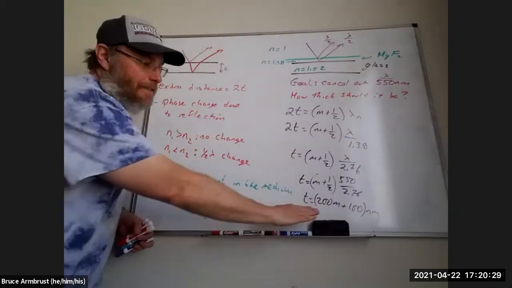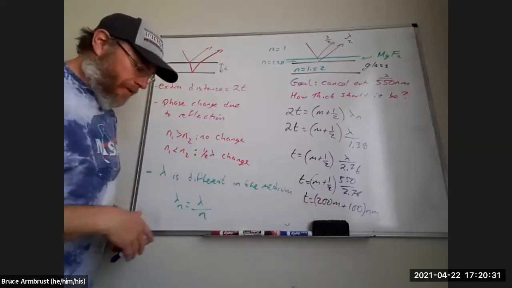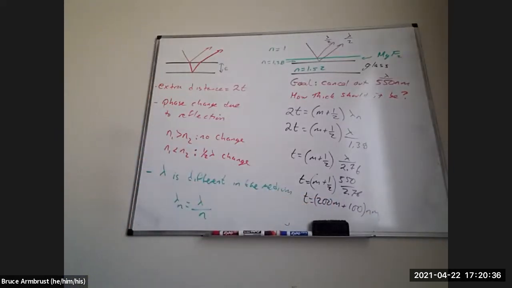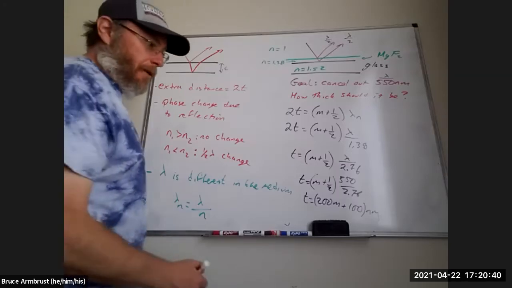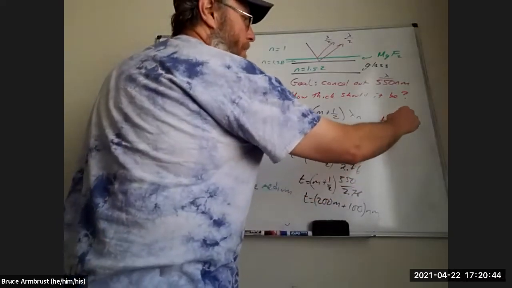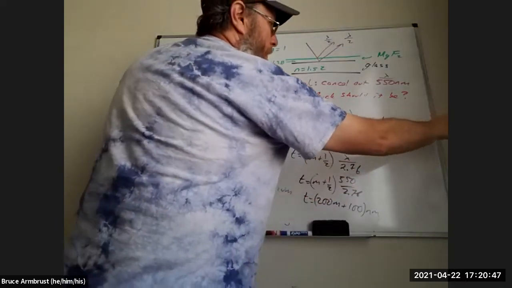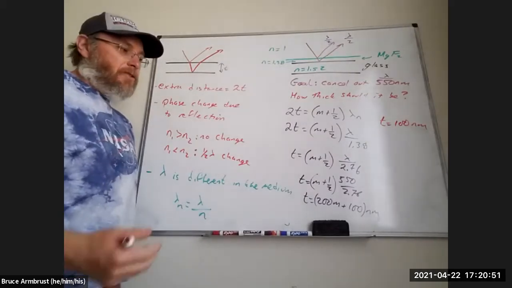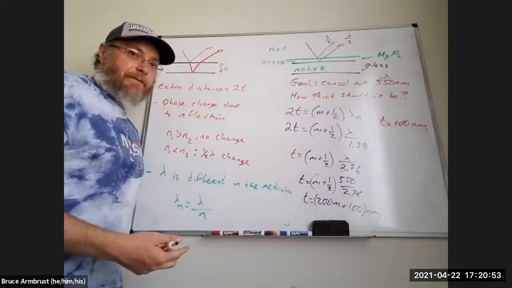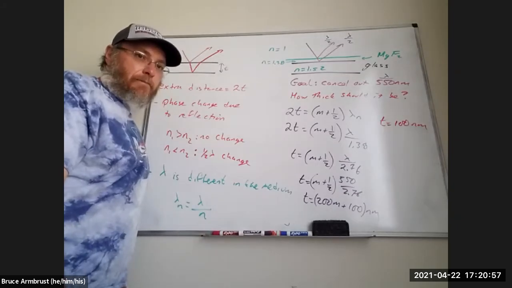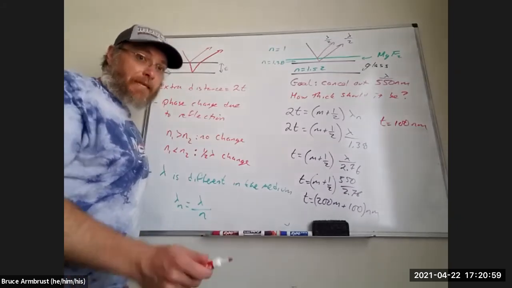Yeah, it's not exactly 200, but I don't have a calculator on. Okay, so the question is, how thick should it be? Well, we have some options. We can let m equal 0, and that would give us 100 nanometers. So if it was 100 nanometers thick, it's going to cancel out into the greenish part of the spectrum completely.